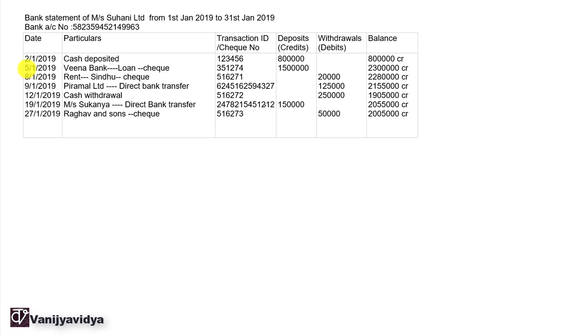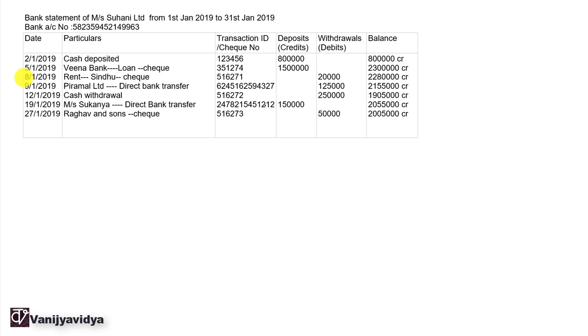Let's look at one more transaction here. 5th Jan 2019, Veena Bank loan check. We have received a loan from Veena Bank and the check number is 351274. Amount is 15 lakhs. So we have received a check of loan and we have deposited it in our bank account. For the bank it is our liability, so there is an increase in the liability. So it will credit our account. Therefore deposits appear on the credit side 15 lakh and balance is 23 lakh as on 5th Jan 2019.